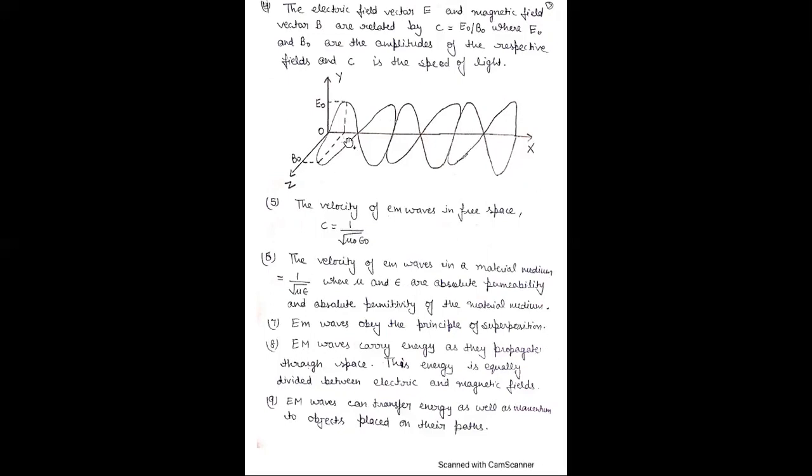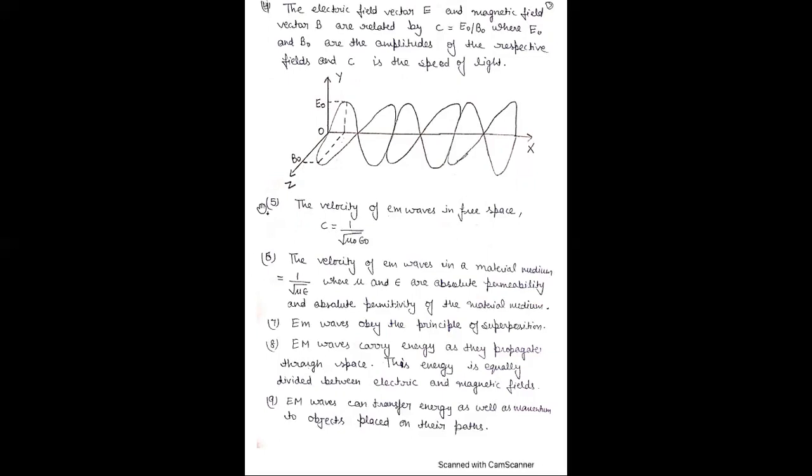And this energy is equally divided between electric field and magnetic field, because the total stored energy in an electromagnetic wave is equal to the sum of electric field energy plus magnetic field energy. Therefore, this energy is equally divided into electric field and magnetic field.